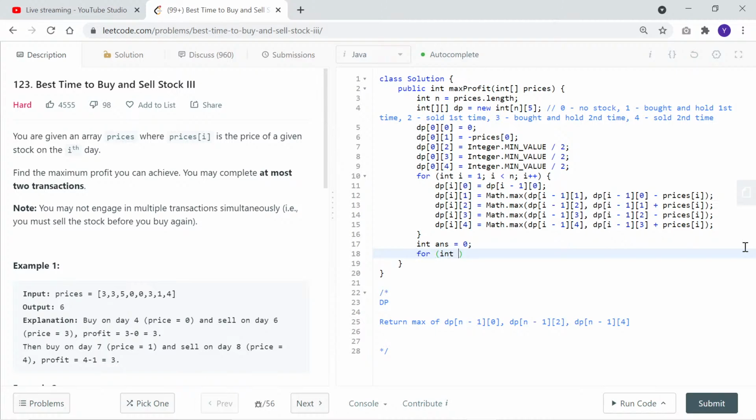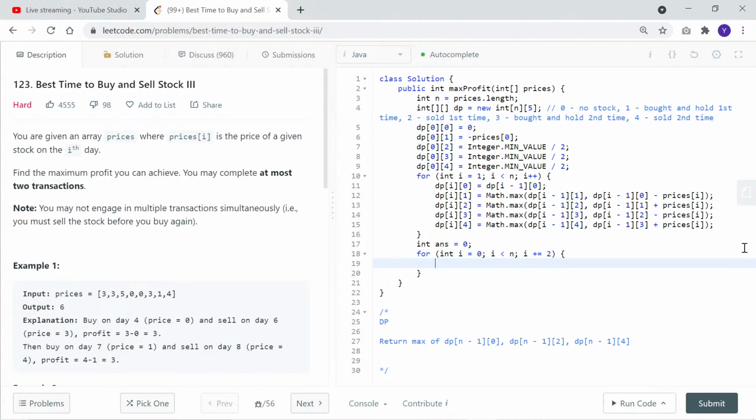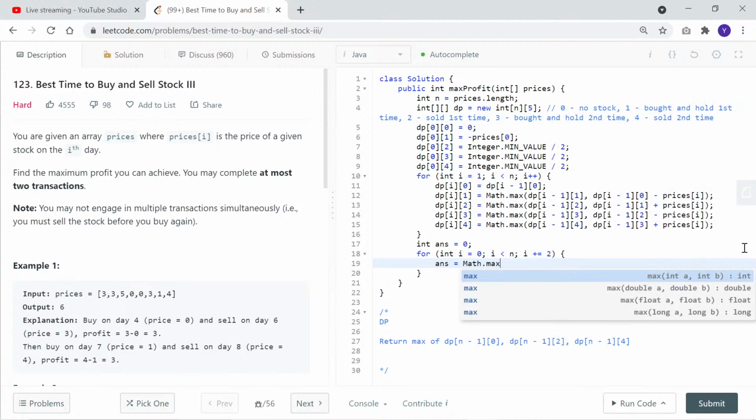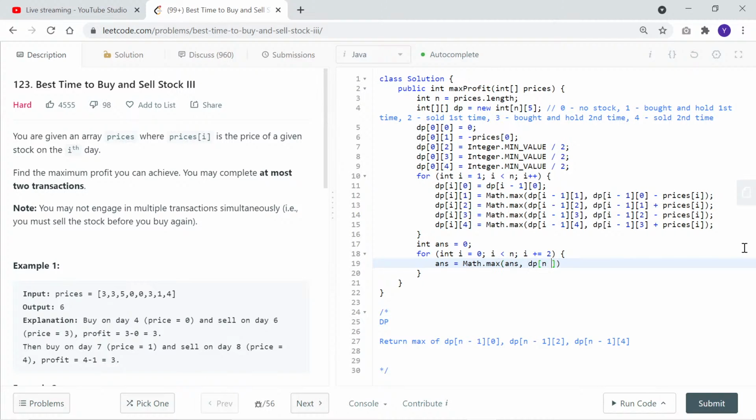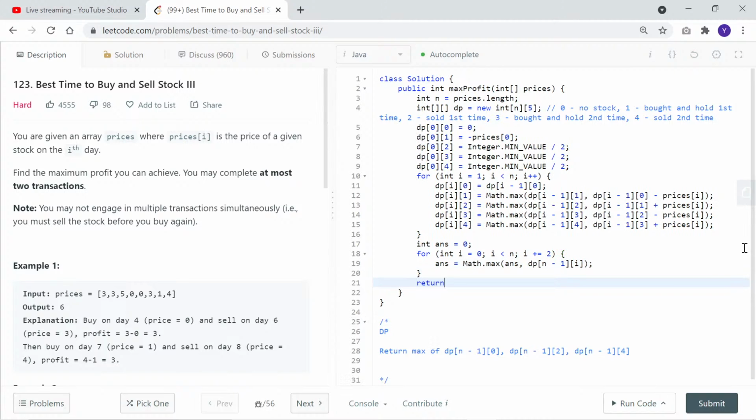So we can do a loop here, incrementing i each time. We just update the answer, and in the end just return the answer. The time complexity is O(n). Space is also O(n) because we use the DP array.